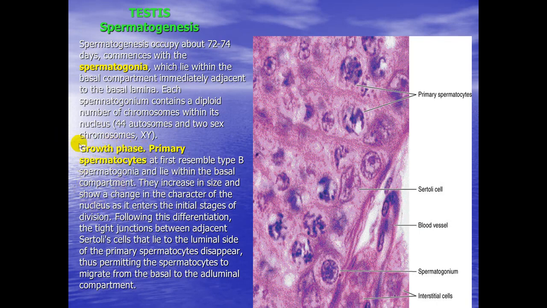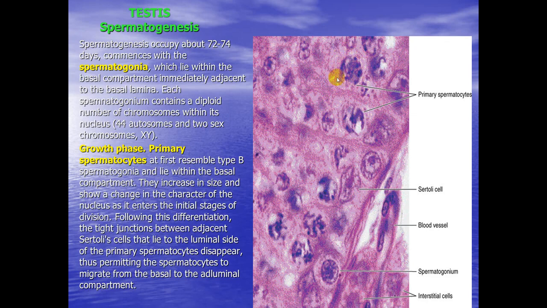Second stage, growth phase. Phase of growth of spermatogonia. Spermatogonia really grow, enlarge, and become larger. They transform into the primary spermatocytes. These cells are also located in the basal compartment of the seminiferous epithelium.